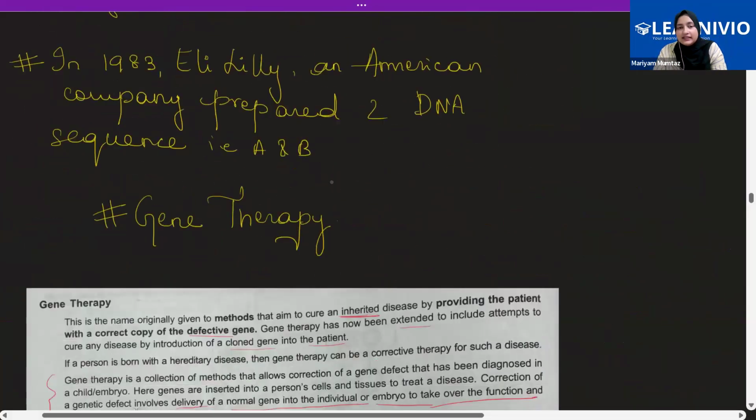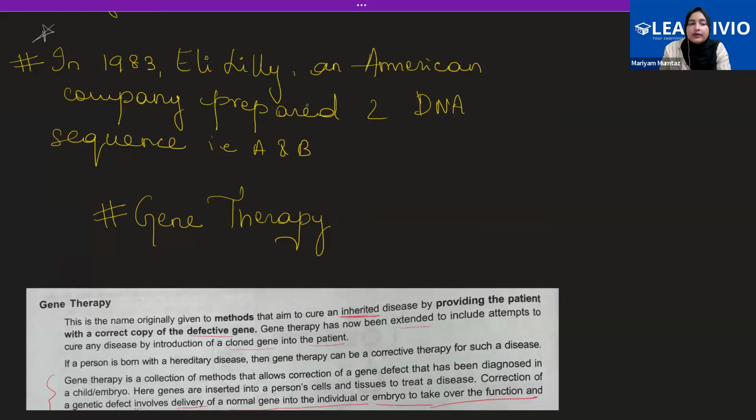So in 1983, Eli Lilly, very important. This is so important for MCQ, for true and false. This is an American company that prepared the two DNA sequences, A and B, of the insulin. And they were successful in doing so, and thereby the human insulin was synthesized. So this human insulin is also called humulin. Human plus insulin is humulin.